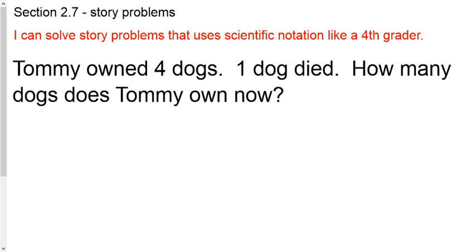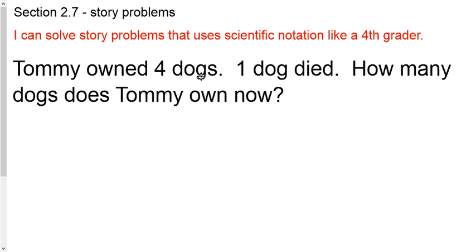Story problems. That's what we're going to take a look at today. The difference is that instead of dealing with standard notation, we're going to be using scientific notation. The cool thing is I've only taught you to use addition, subtraction, multiplication, and division of scientific notated numbers. So we're looking at fourth grade level story problems, or even easier as this one is. Let's take a look at this one where it's using standard notation.